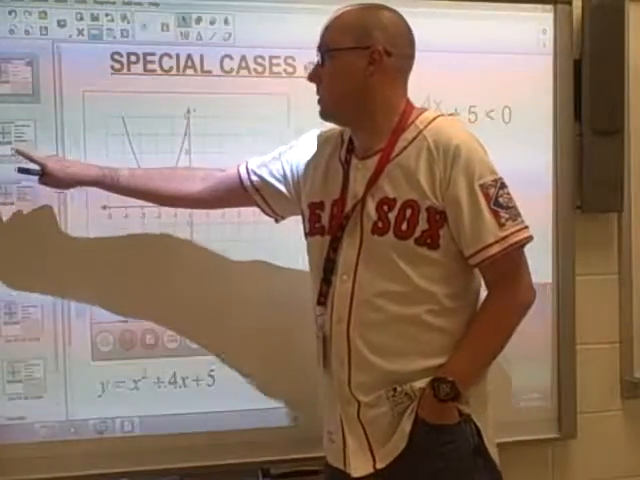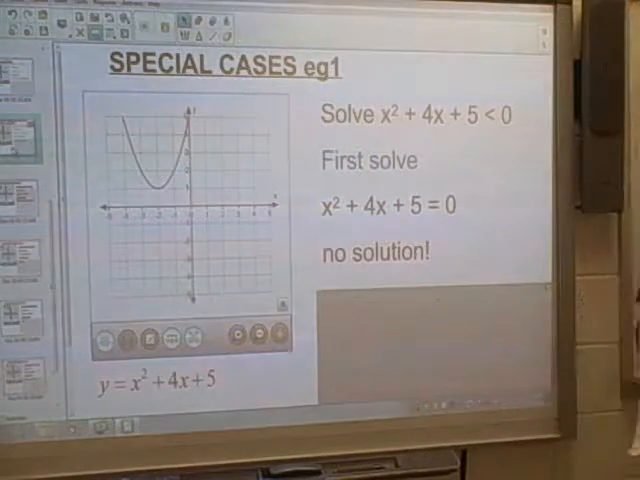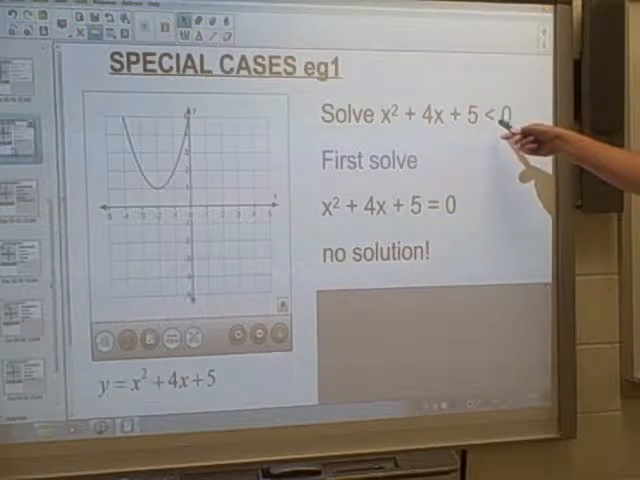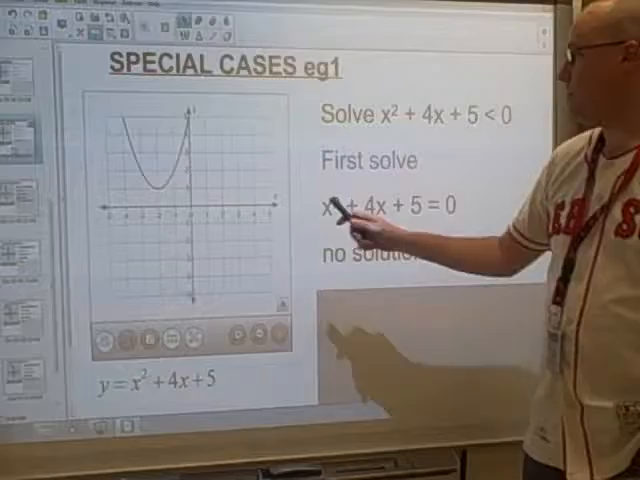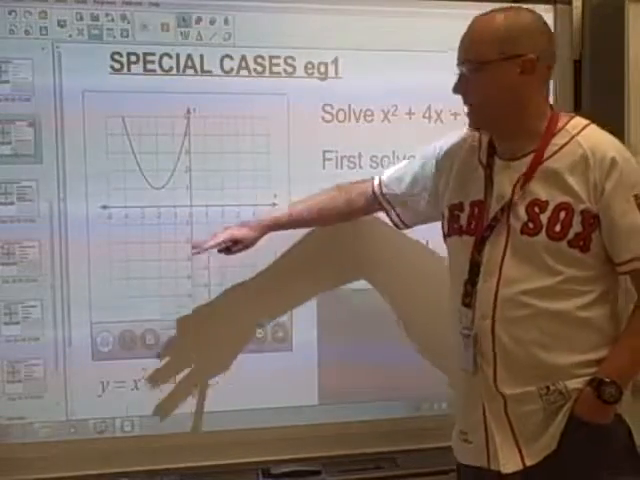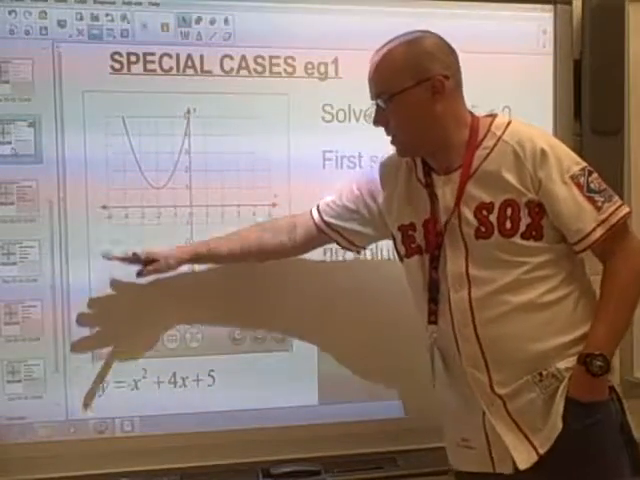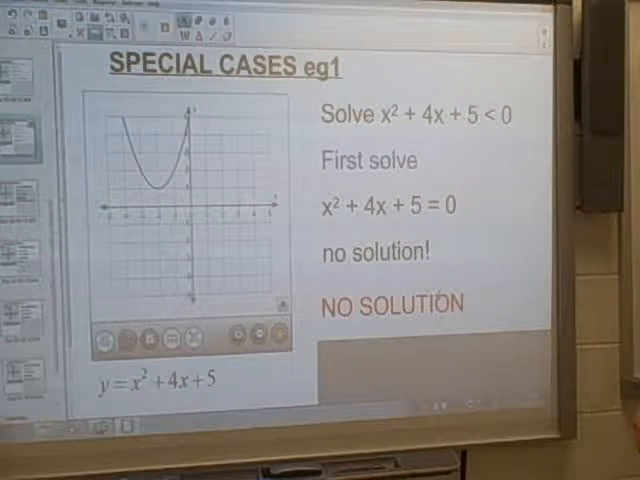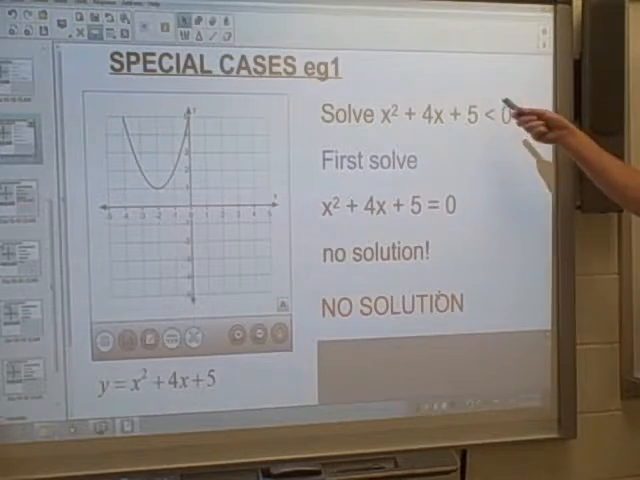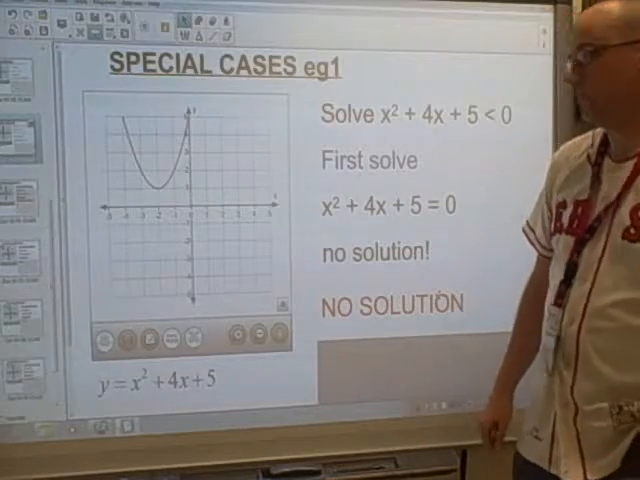Now there are similar ones as well, so let's look at a slight change. If I make it less than 0, then same thing, when we try and solve this, we still get no solution. And now look at the graph. When we're looking for less than 0, we're looking when is it below the x-axis. So actually for that one, never. It's never below the x-axis, so the answer to that question is no solution.